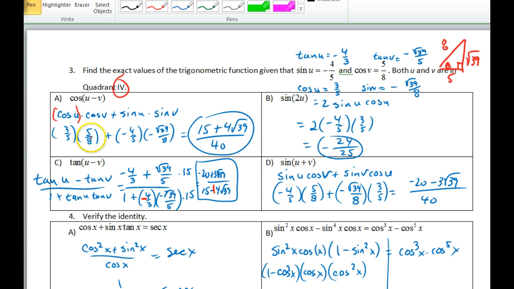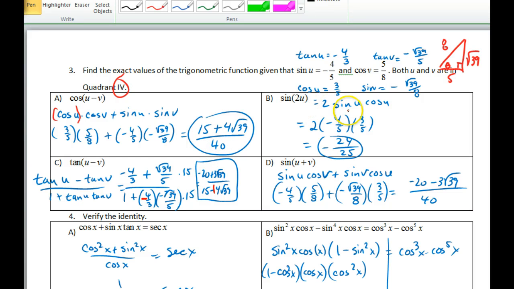Cosine of v is 5/8, so you just replace that out. And those are the values that I have from over here. And then the sine, I get both of those values. And so I get 15 plus 4 square root of 39 over 40.